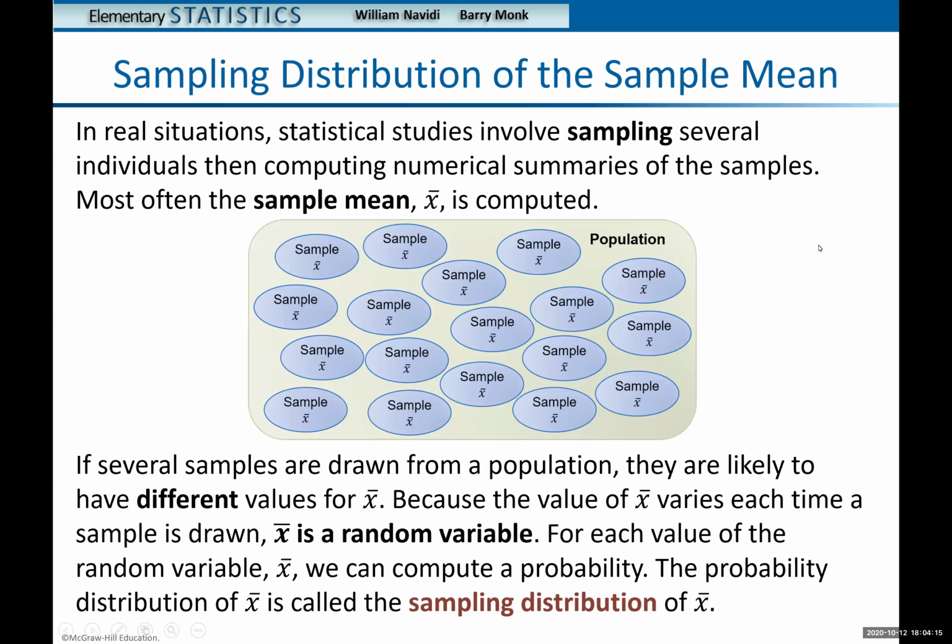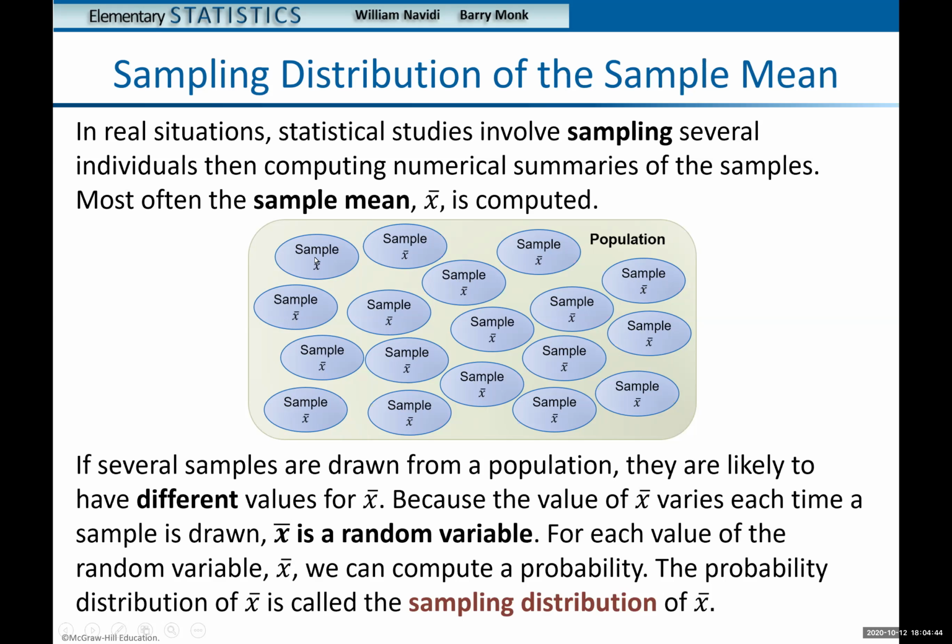In a real situation, statistical studies involve sampling several individuals, then computing numerical summaries of the samples. For example, we usually compute the mean. So let's say you have a population, and then out of the population you get a sample. With a population of 1,000, you get 100. When you get 100 as a sample, you get the sample mean, right?